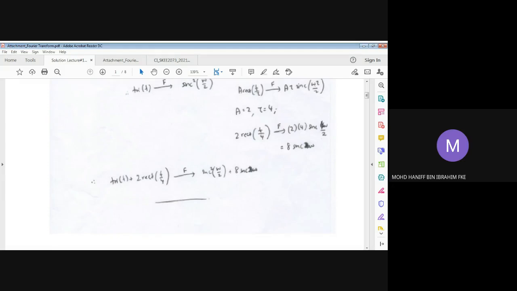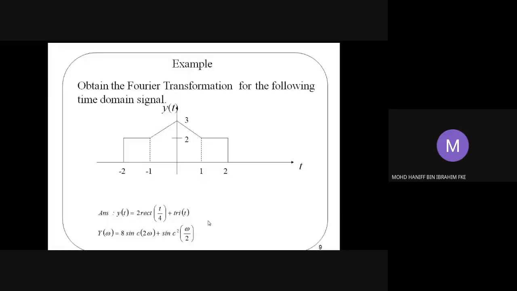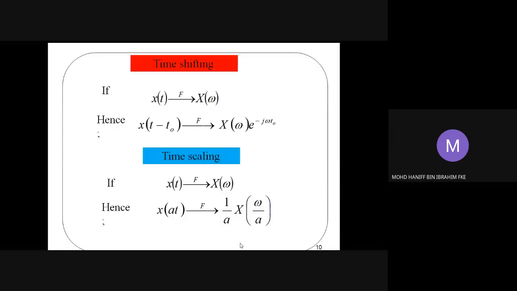Okay, any question on this? Hopefully you understand this clearly, on the properties of Fourier transform number 1, which is linearity. Okay, let us proceed with the second property, which is time shifting.